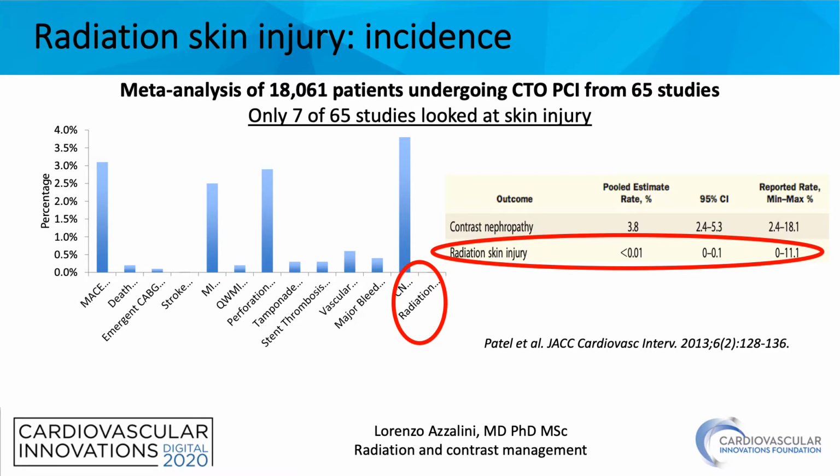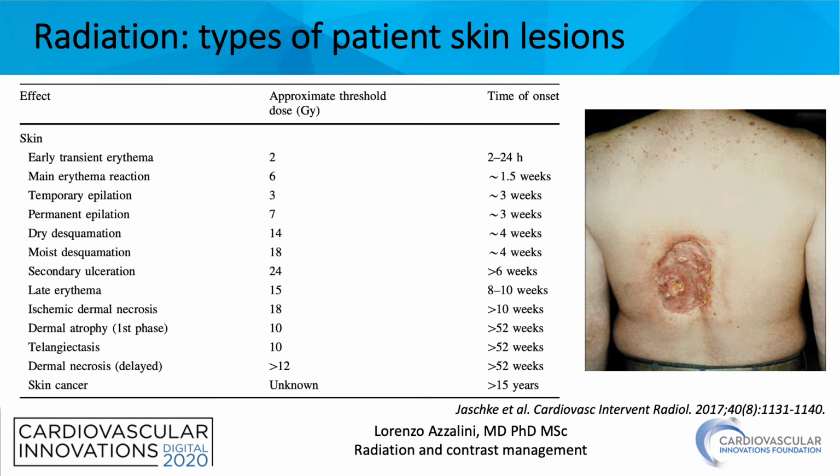However, in the literature, very little information is available on the incidence and epidemiology of radiation injury. This is a meta-analysis of 65 studies in CTO-PCI, which supposedly should be the procedure that irradiates the most, and the radiation skin injury is very critically underreported here, less than 0.01%. So we should do better to report on these important complications of PCI. There is a dose-effect relationship, as I just mentioned, between radiation dose and the type of skin lesion. You can have very severe burn-like lesions, like in this case.